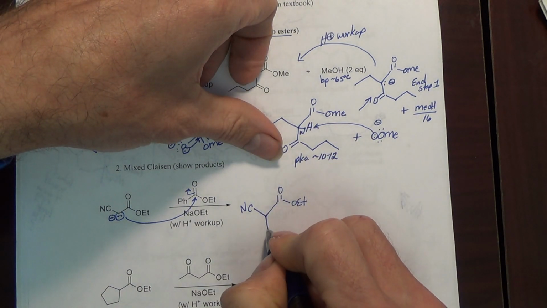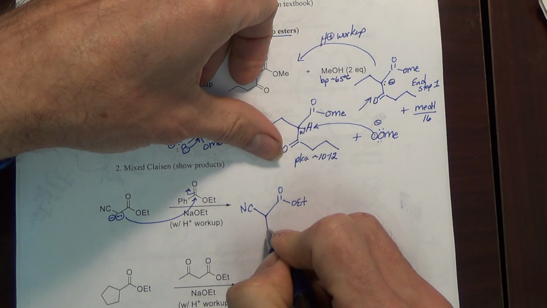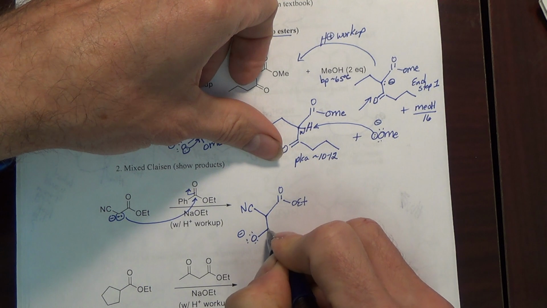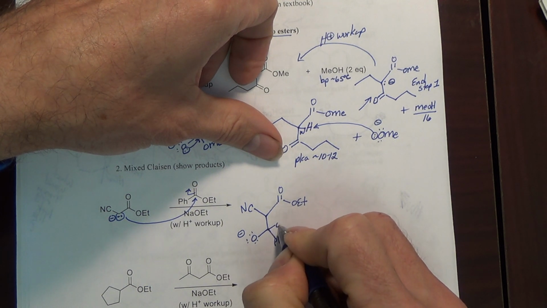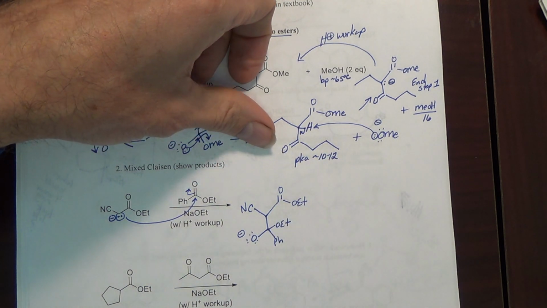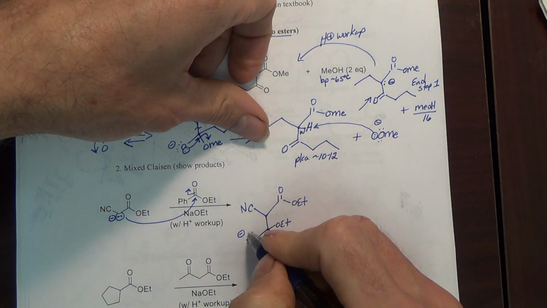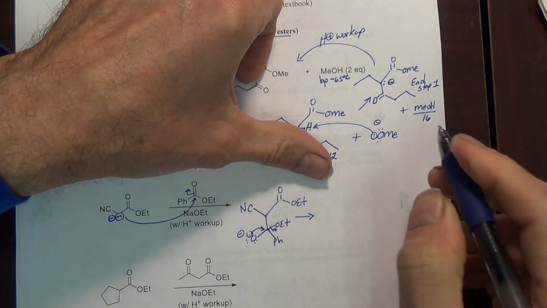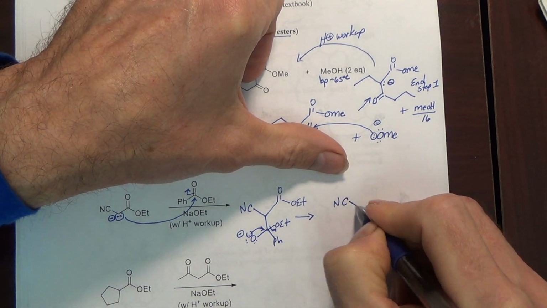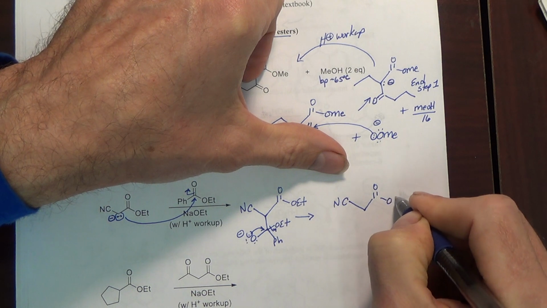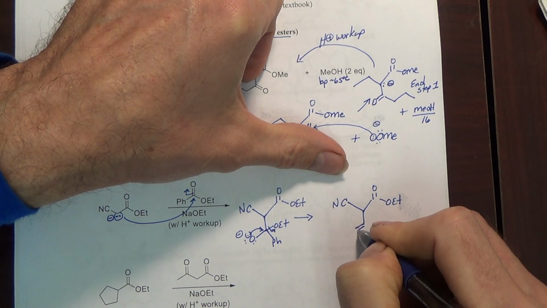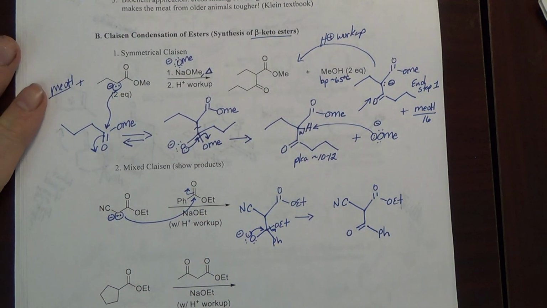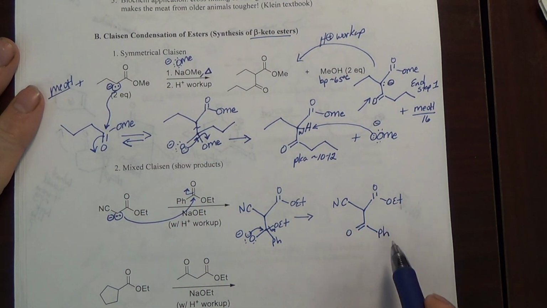And this would attack carbon. Electrons move on to oxygen to become anion. That carbon has a phenyl and an O-ethyl. Then electrons back down, kick off the O-ethyl, and CN. Reform carbonyl, and there. And that's your final product.